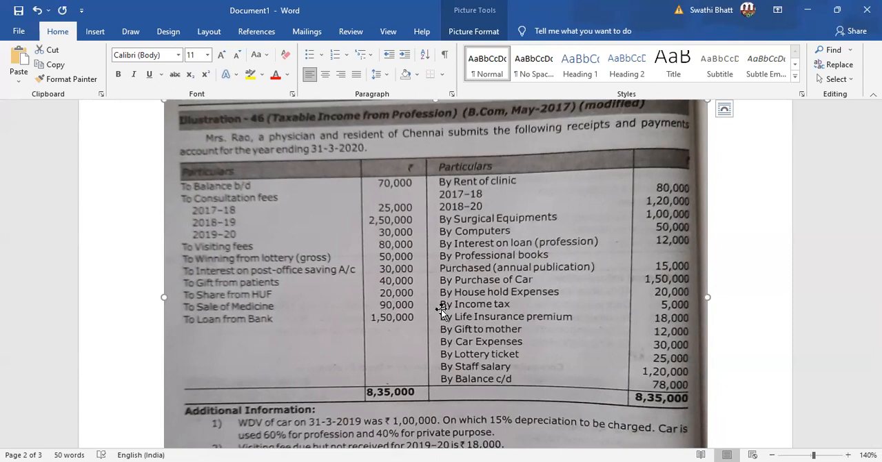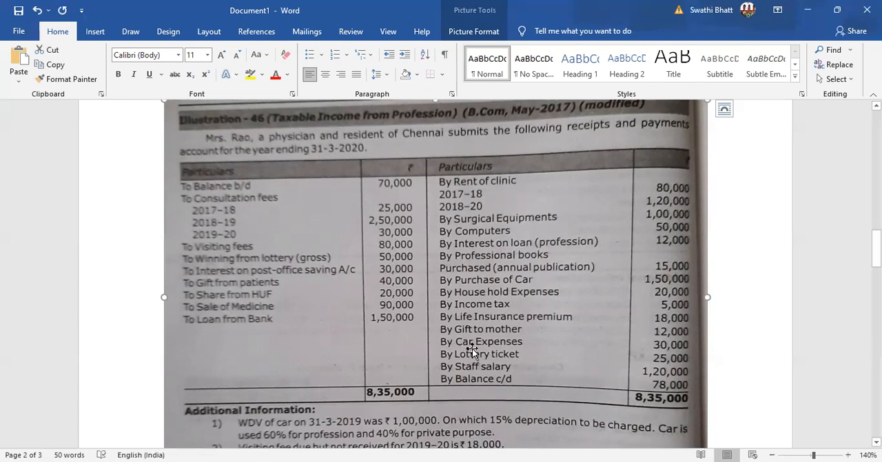Any income tax that you have shown can also not be deducted because our job itself is to find out what is the income tax that he's supposed to pay. Whatever is shown in his accounting books, that is not acceptable to us. So income tax can also not be deducted. Life insurance premium is again a personal expense. You cannot deduct it. Gift to mother is not related to his profession. So you cannot deduct that as well.